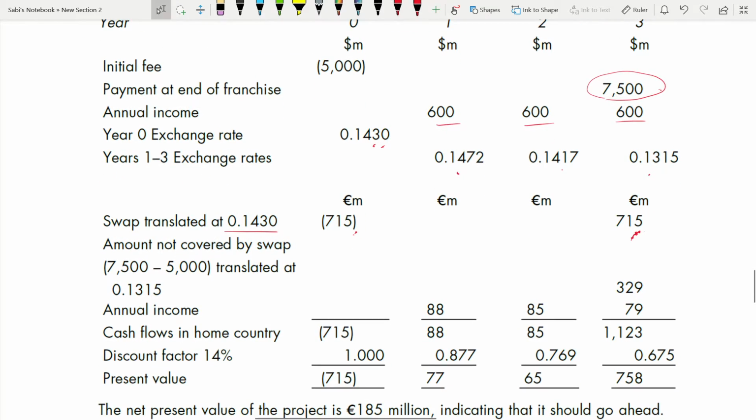Now, the amount which is not covered by the swap: you are receiving 7,500 from the government, you are paying 5,000 initially, so that 2,500 needs to be translated at the year 3 rate, which is 329 here. And the annual income, that is all this 600, has been translated by using the exchange rate.